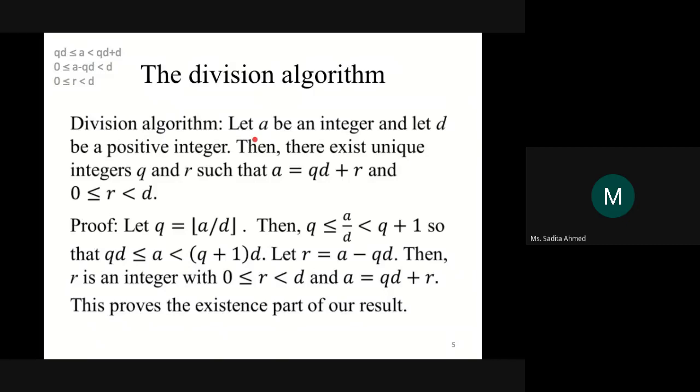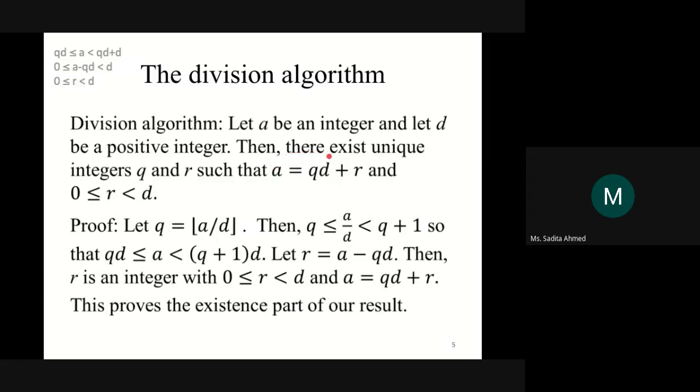Here Q and R obviously are the quotient and remainder respectively. Q is the quotient, R is the remainder. D is the divisor. Hence, D will always be a positive integer, since D is a divisor. A is the number that is being divided. So this algorithm basically talks about the process of dividing some number A by another number D. Okay.